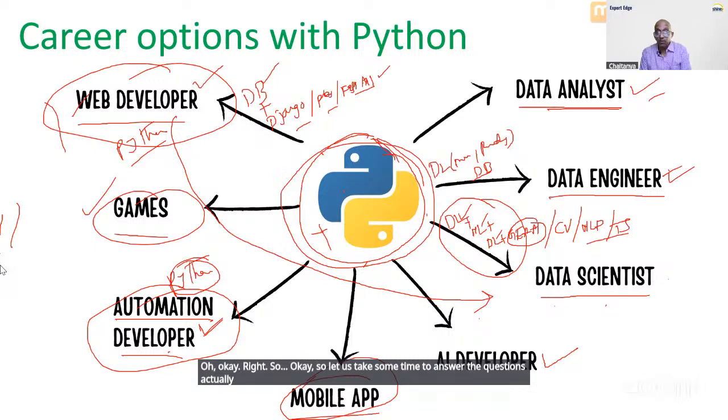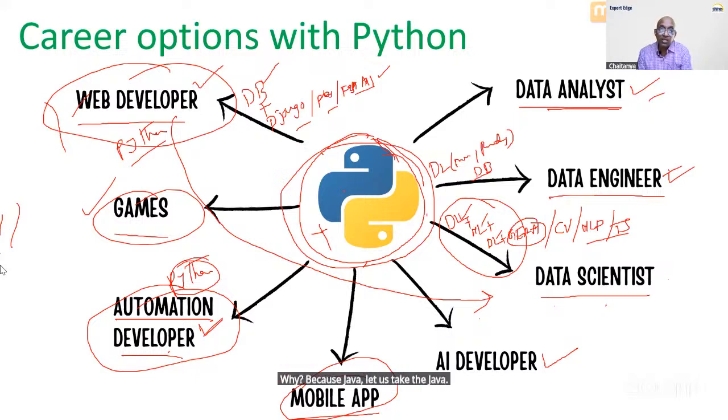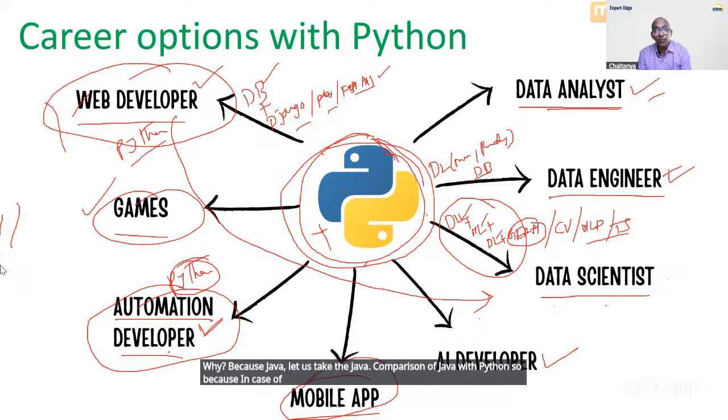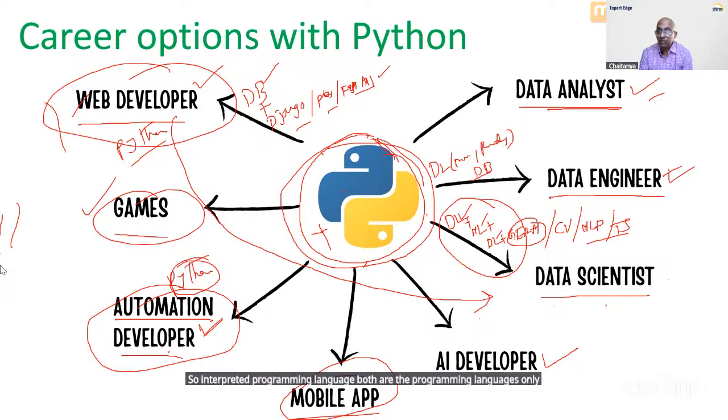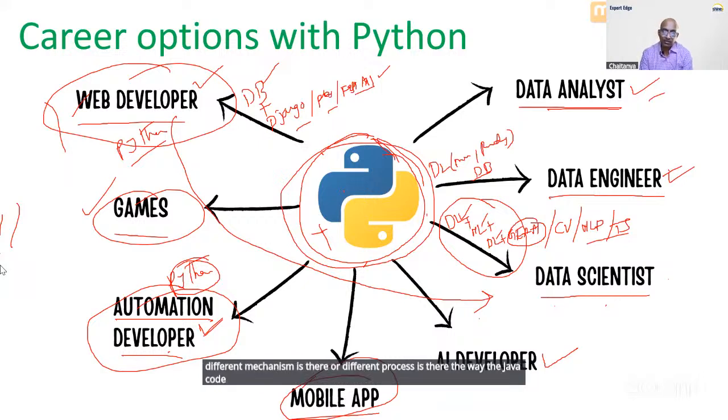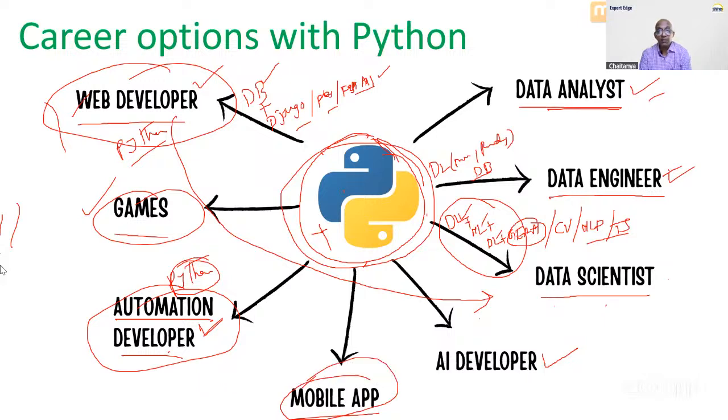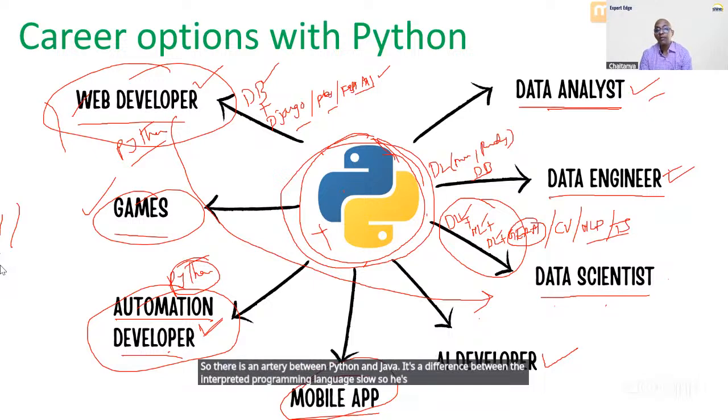So, yes, Python is slow when compared to C++. Why? Let me take Java for comparison with Python. Java is a compiled programming language, Python is an interpreted programming language. Both are high level programming languages, but the way the Python code executes is a different mechanism from the way the Java code executes. So it's not a difference between Python and Java as such, it's a difference between interpreted and compiled languages. An interpreted language is always slower when compared to a compiled language in execution speed.